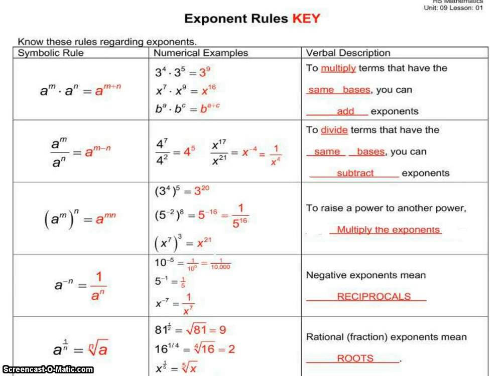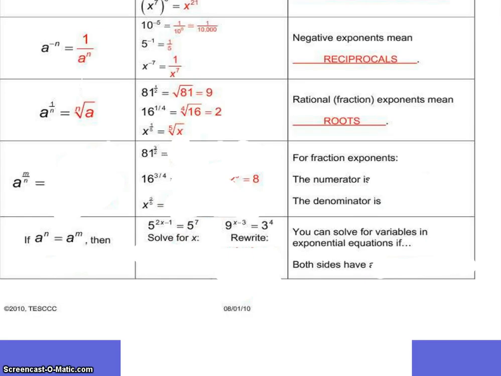Okay, now let's look at the bottom half of the page. So now I have a to the m divided by n. Now there's a couple of ways that we can write that, guys. So I want you to go ahead and take this down. One way that I could write this would be the nth root of a to the m power. So go ahead and take a moment and write that down.